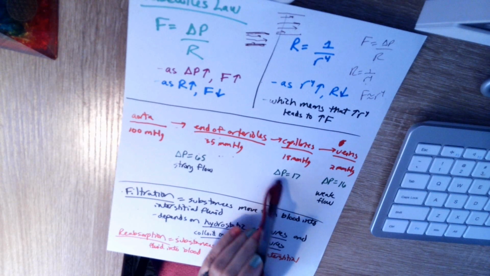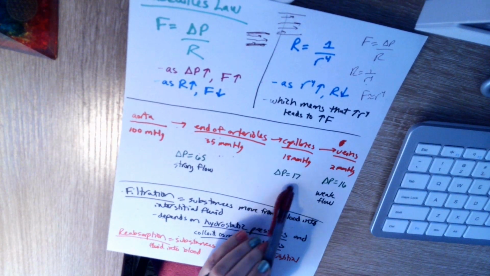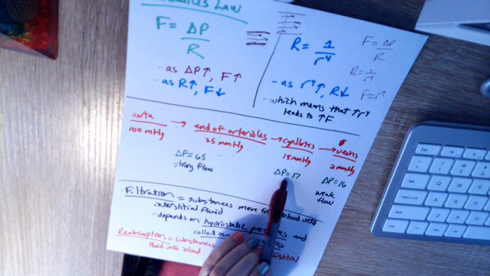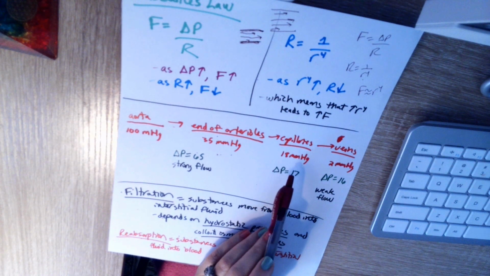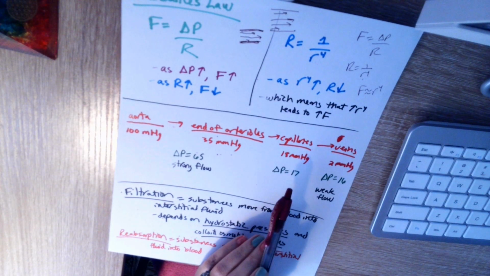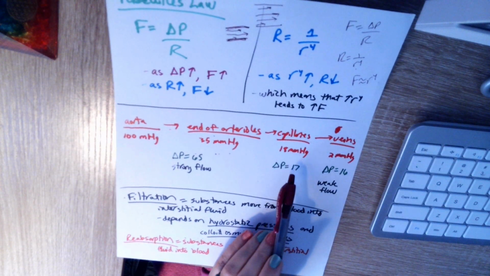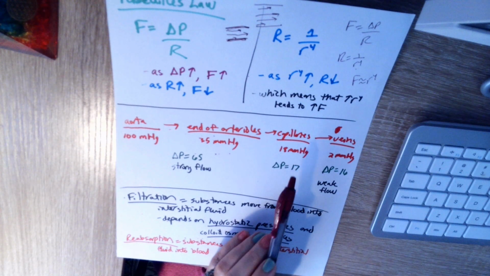So here in this example, the delta P is 17 millimeters of mercury. And that's an okay delta P. It's not that much, but it's also a very small distance in a capillary bed. So we'll have a fine amount of flow. It's not a strong flow, but it's enough to get the job done.